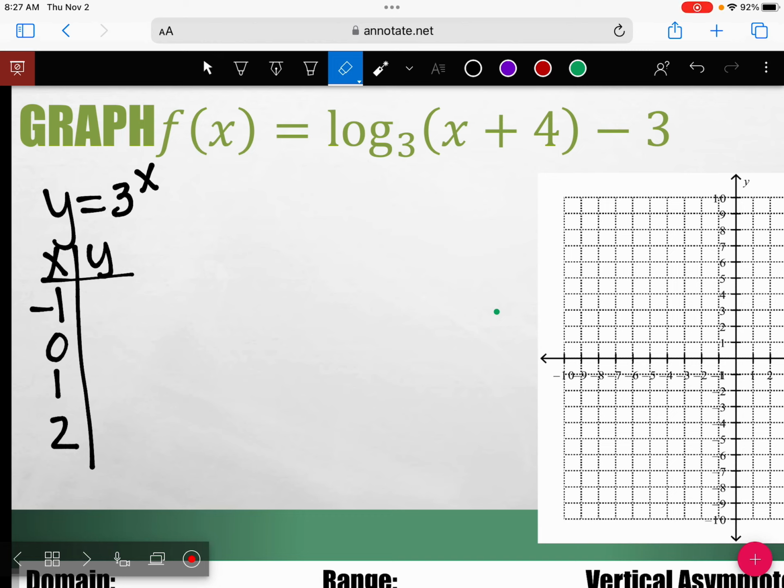So with your calculators, quickly figure out what 3 to the negative 1 is, 3 to the 0, 3 to the first, and 3 to the second.